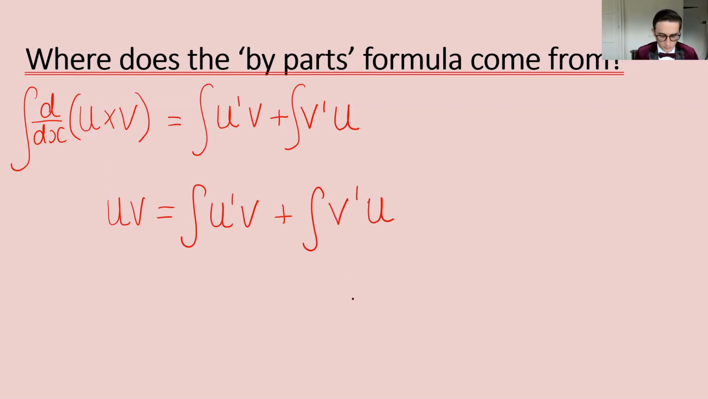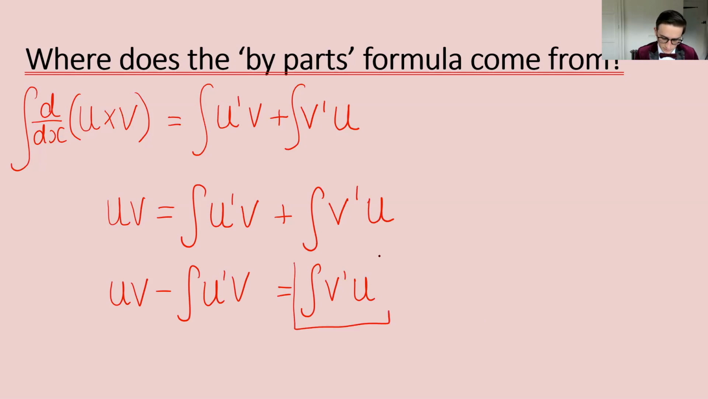Now, if I basically just make one of these the subject, so if I say make this the subject and I move the other bit to the other side, then I get the integral of v dash u is equal to uv minus the integral of u dash v. So basically what I'm saying is this integration here, some product of a derivative and an integral, or two functions where one's been differentiated, is equal to all of this. And this is kind of what I'm applying when I do by parts.